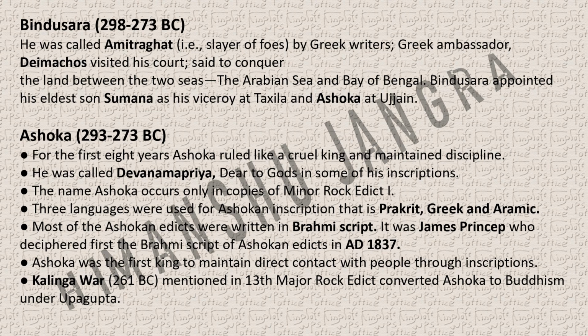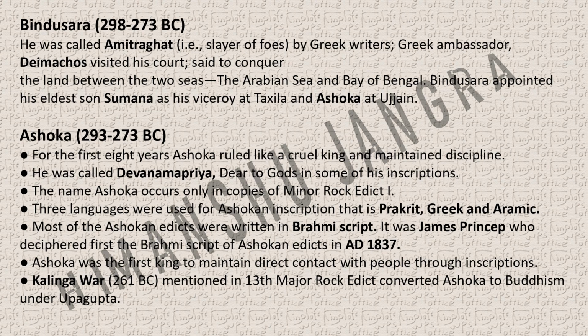Ashoka, 293 to 273 BC. For the first 8 years Ashoka ruled like a cruel king and maintained discipline. He was called Devanampriya, dear to gods, in some of his inscriptions. The name Ashoka occurs only in copies of Minor Rock Edict I.